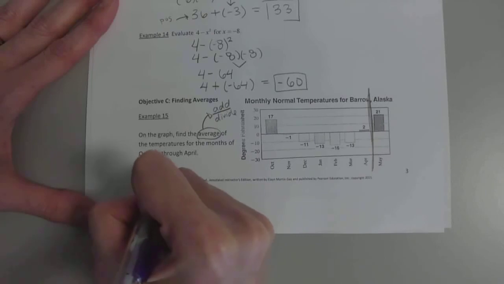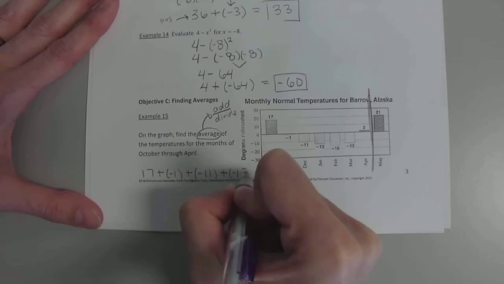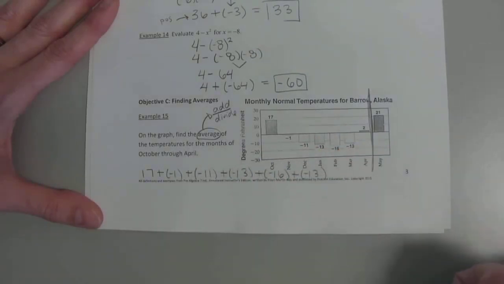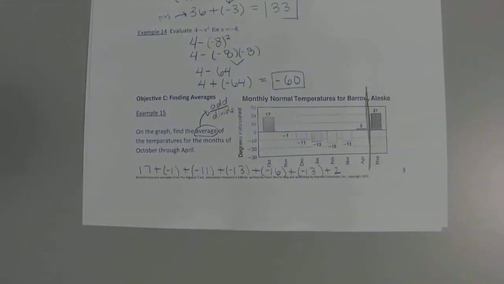Okay? So I'm just going to write them right here. 17 plus a negative 1 plus a negative 11 plus a negative 13 plus a negative 16. I'm just taking the temperatures for October through April and adding them all. I'm strictly adding. So we have to get this total temperature, and once we get it, we're going to divide by 1, 2, 3, 4, 5, 6, 7 months to get our average temperature for each month, okay?